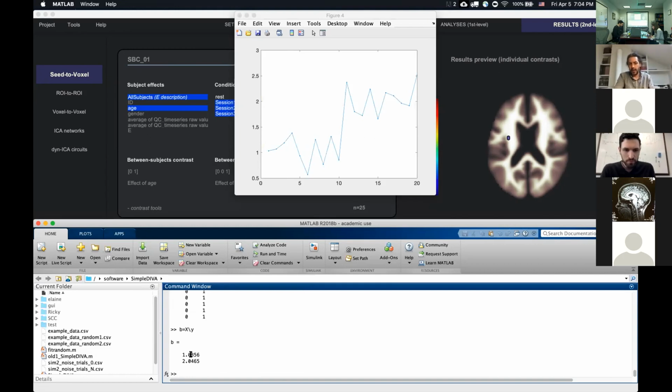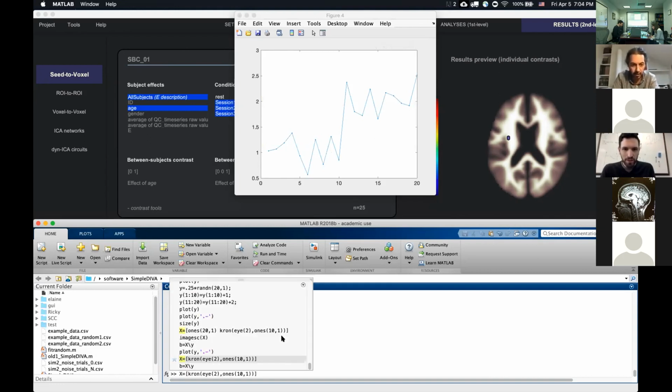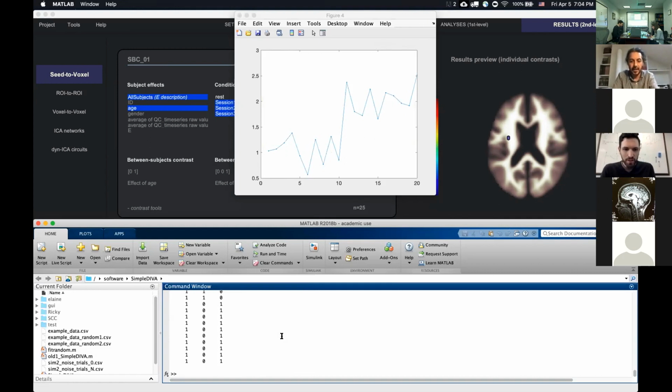I will get two values, and the first value represents the average in this group, the ones, and the second represents the average in the second group. But that's not what I got. What I got was this. Let's see what these numbers mean.